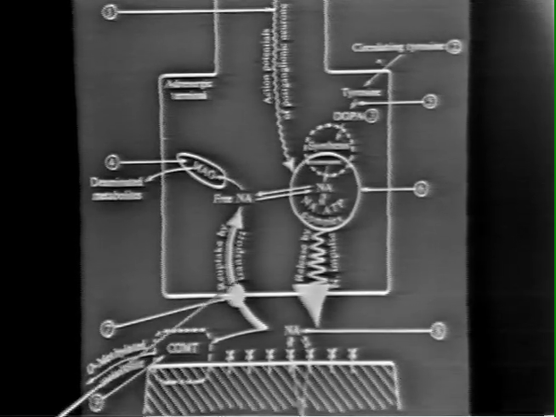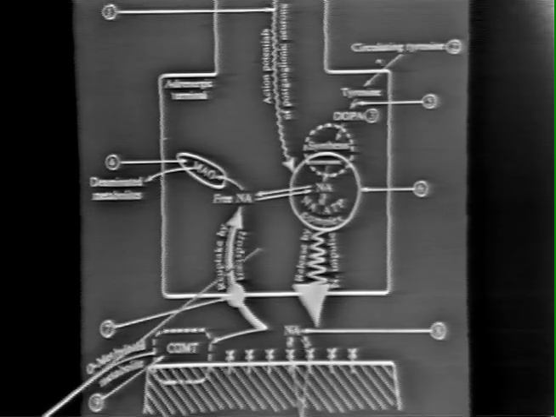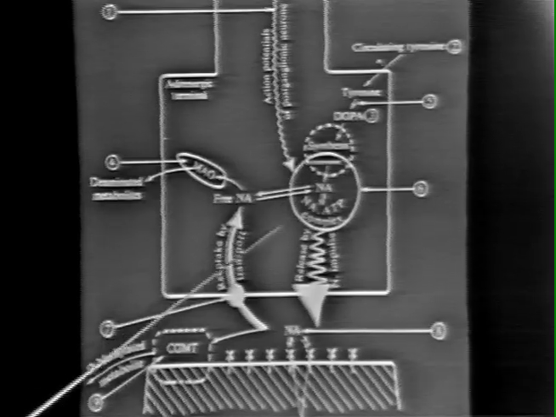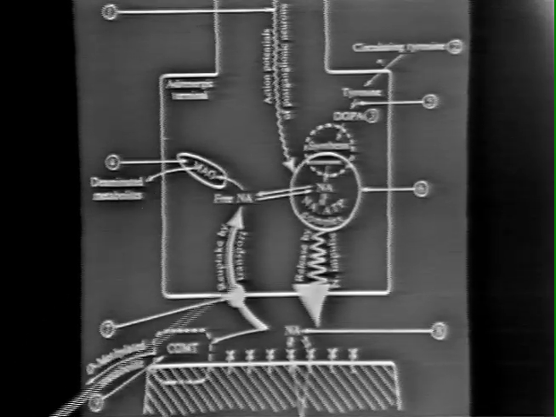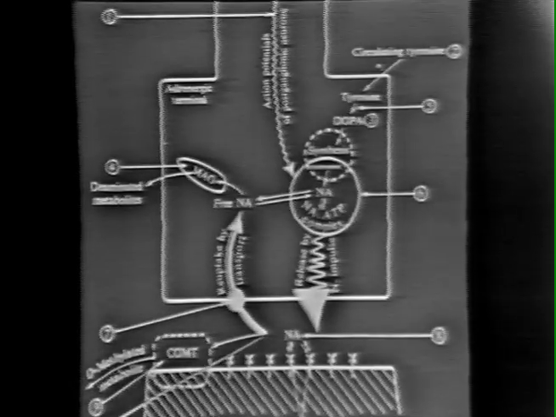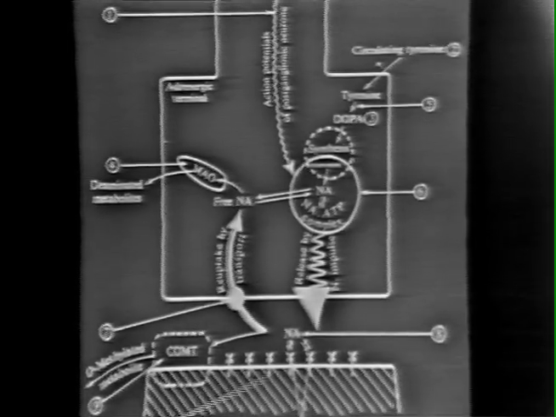The norepinephrine, that is the sympathetic transmitter substance in the adrenergic system, is synthesized, stored in, and released from the sympathetic nerve terminal. The material is released into the synaptic cleft, where it then interacts with the receptors on the effector organ to bring about the physiological response.